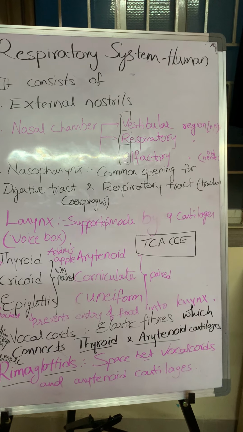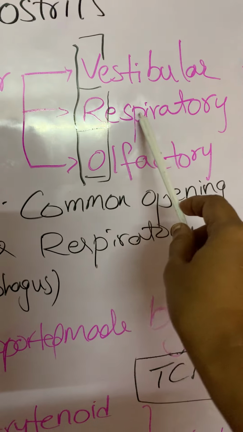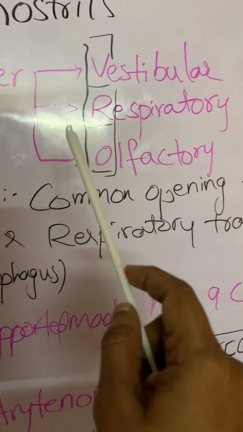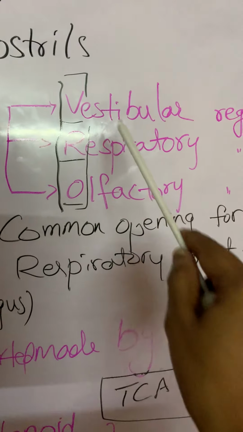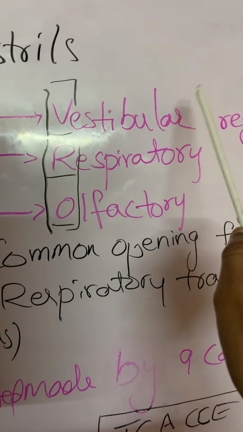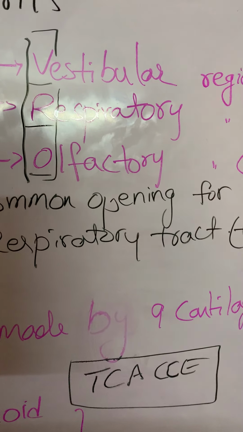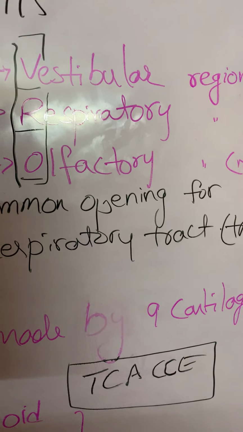This nasal chamber is divided into 3 regions: the vestibular region, the respiratory region and the olfactory region. These are the 3 regions which are present in the nasal chamber. The first part is the vestibular region. This region consists of hair and the mucous lining. Mucous membrane is present.